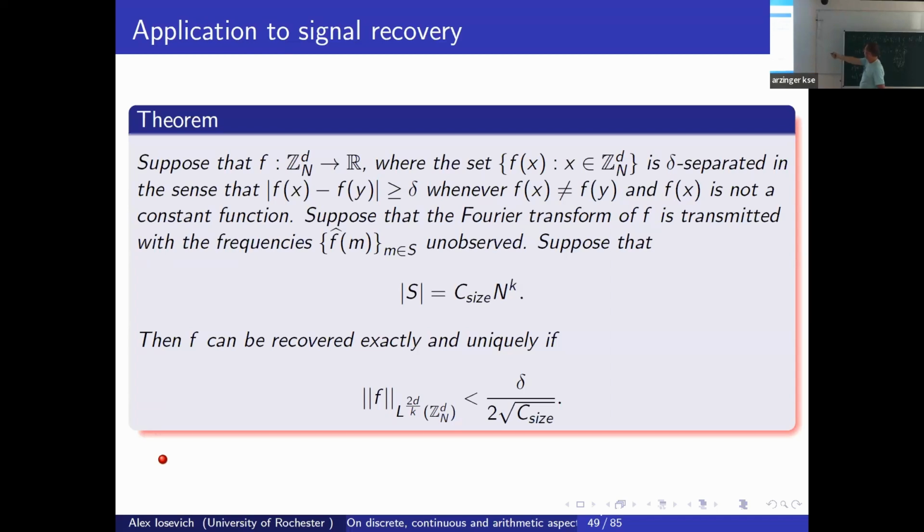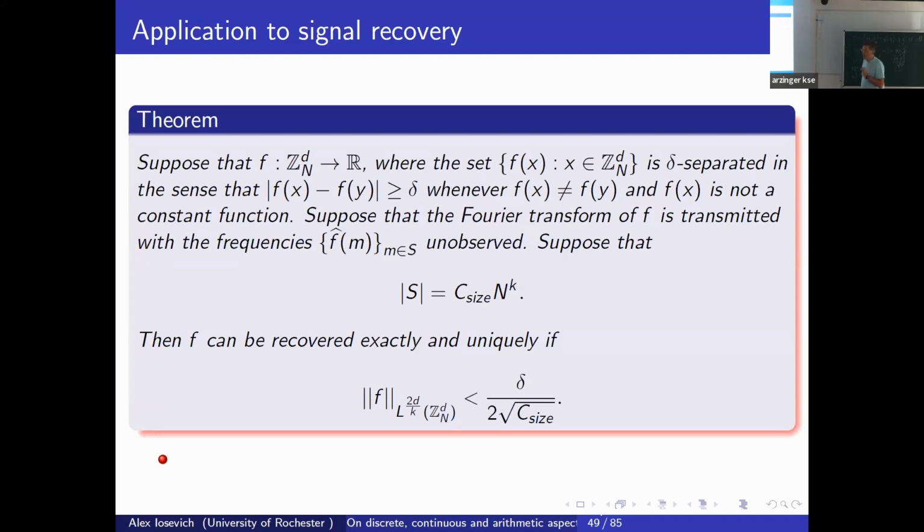Suppose that F maps Z^d to R, where the set of values of F is delta separated. What this means is that the gap between any two values is at least delta when F of X doesn't equal F of Y, and F is not constant. Make sense? Now suppose that the Fourier transform is transmitted with frequencies in S unobserved. Suppose the size of S is a constant C size times n to the k. K doesn't have to be an integer, it's just anything between 1 and d minus 1. Then F can be recovered exactly and uniquely if the L^(2d/k) norm is less than delta divided by 2 times the square root of C size.